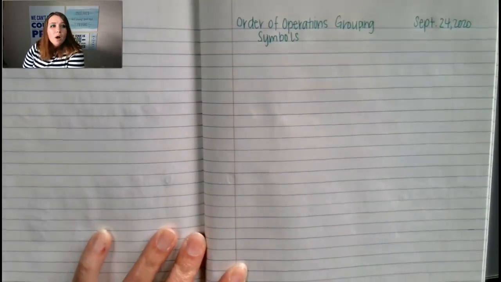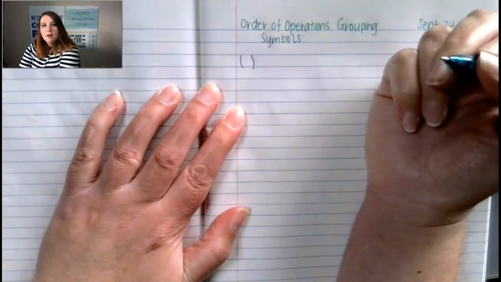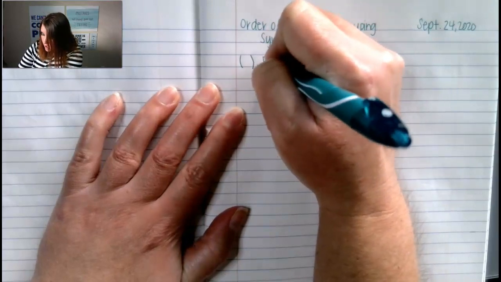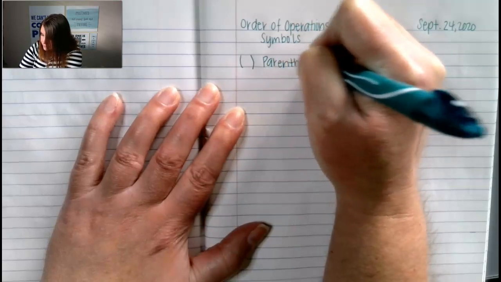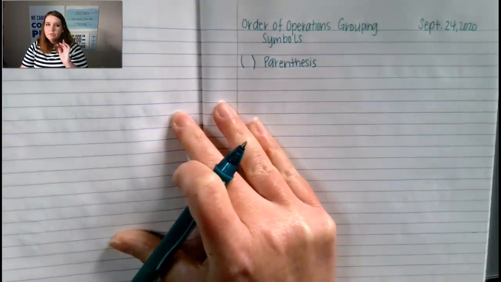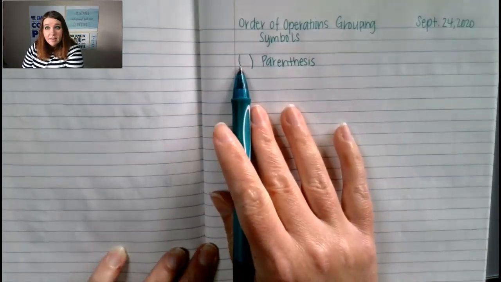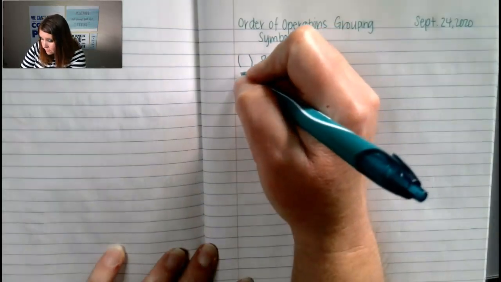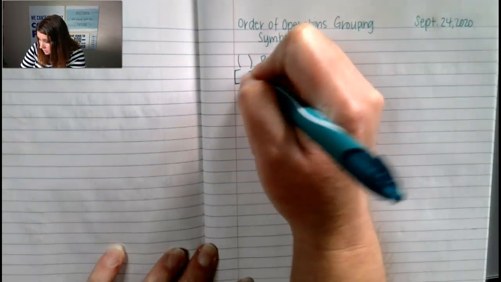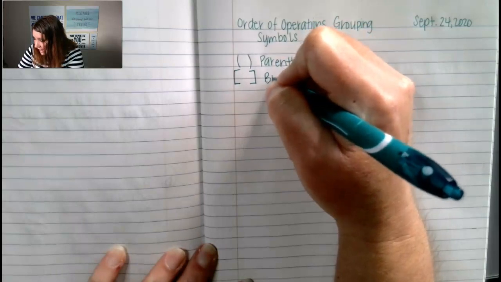We know that these are parentheses. However you want to spell them, it's a challenge to spell them, for me anyways. The parentheses look like that. We also have grouping symbols that are called brackets, and they look like brackets, I guess.